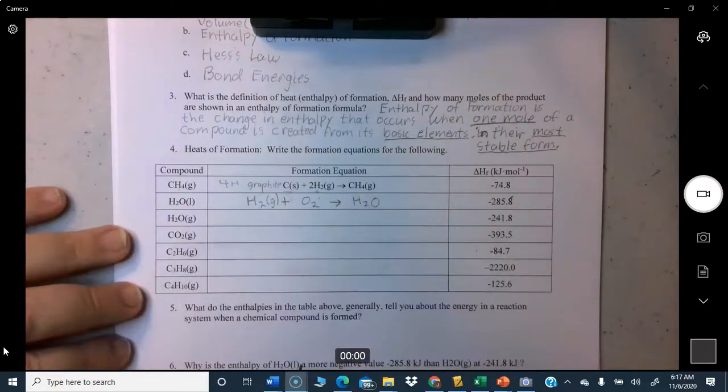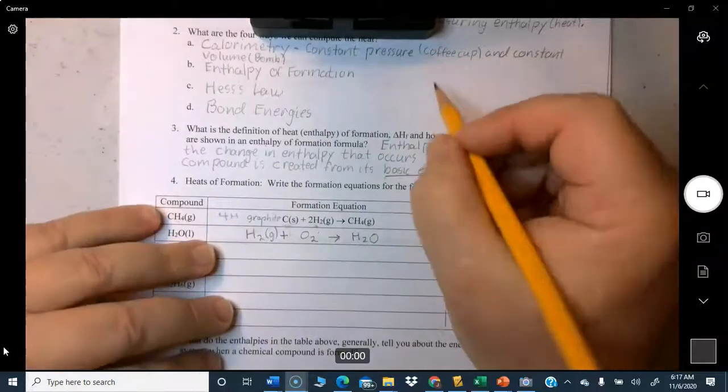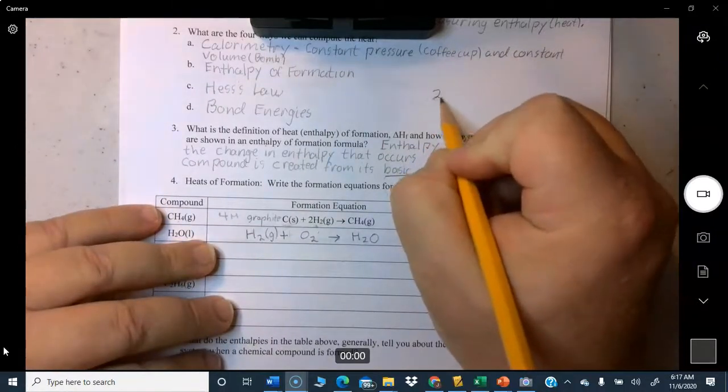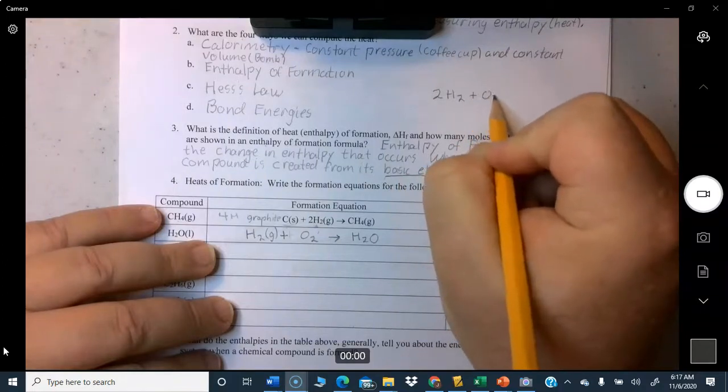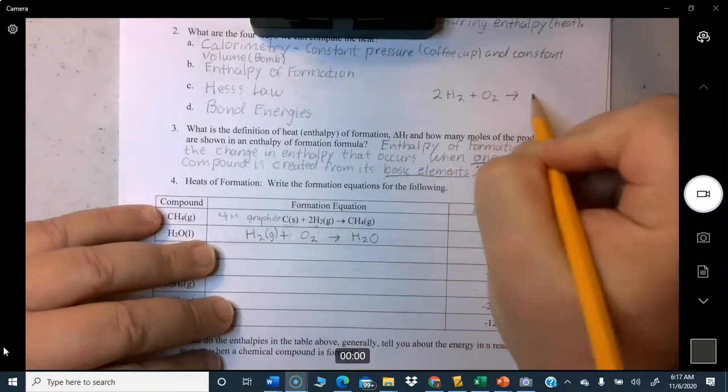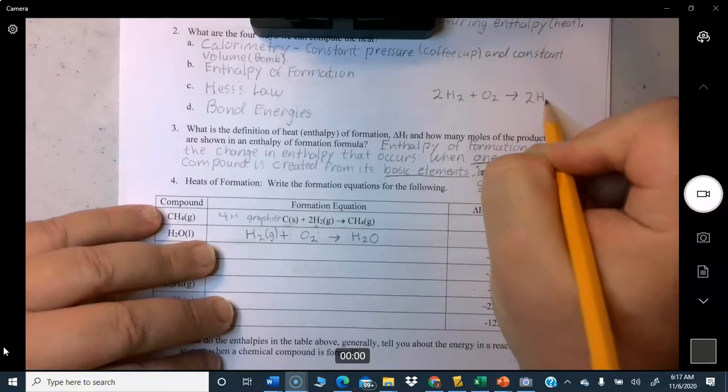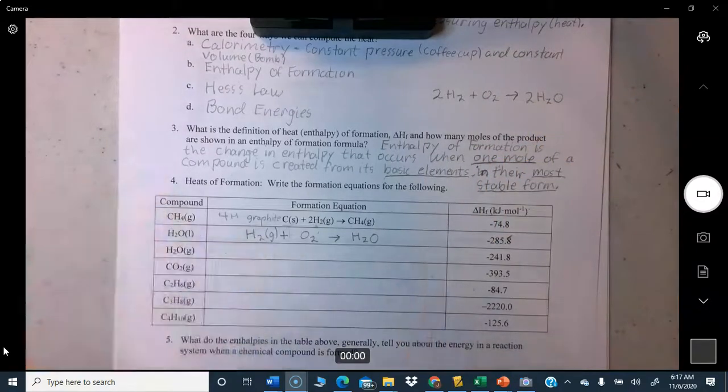We've seen the balanced equation for creating water a number of times. I'm going to go up here and write it again. What it normally is: 2H2 plus O2 will give us 2H2O. That's the balanced equation for creating water.